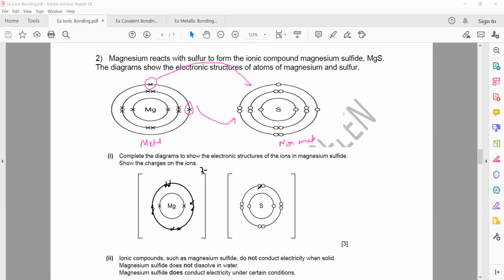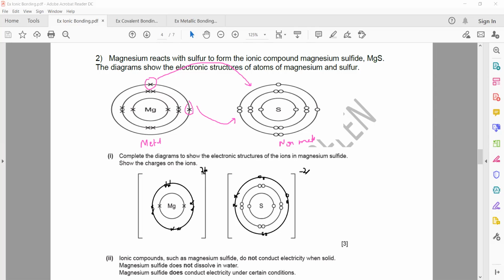Sulfur gains 2 electrons, so 1, 2, 3, 4, 5, 6, 7, 8. This is the second shell. The third shell, which was already having 6 electrons, belongs to sulfur. Here the charge will be 2 plus for magnesium because it lost electrons. And the sulfur: 6 electrons belong to sulfur, and 2 it took from magnesium, so the charge will be 2 minus.